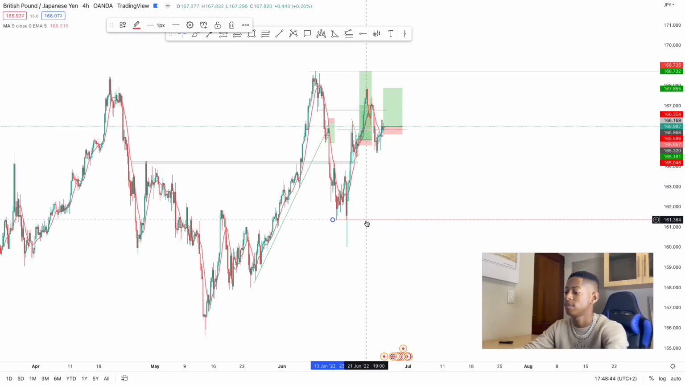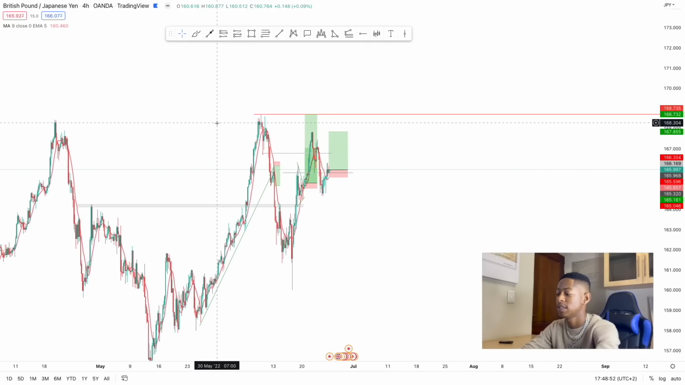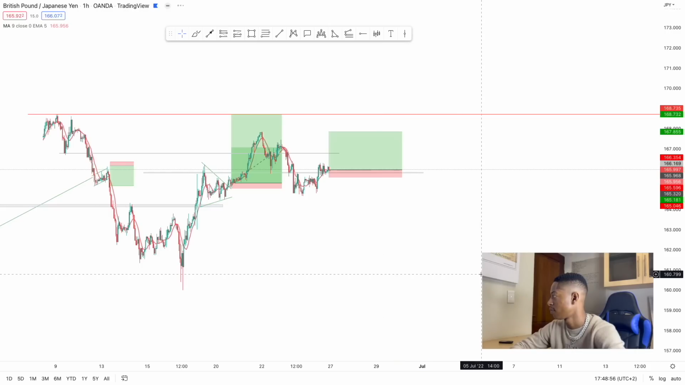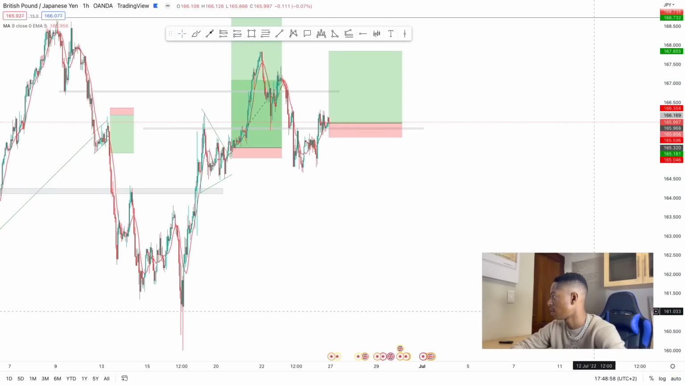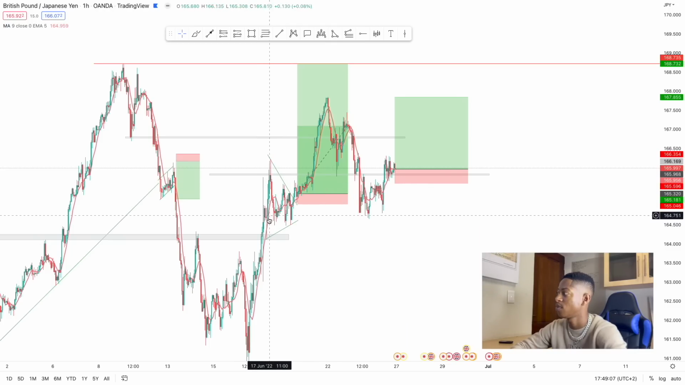So let's go on the 60-minute. As soon as that happened, obviously we're looking to target these areas right here. Coming down to the 60-minute, boom. Obviously we missed out on this first impulse leg, because you can see it went up and came back down with a beautiful engulfing candle we could have capitalized from, but we missed out on it, and we just waited for this whole pattern to play out.